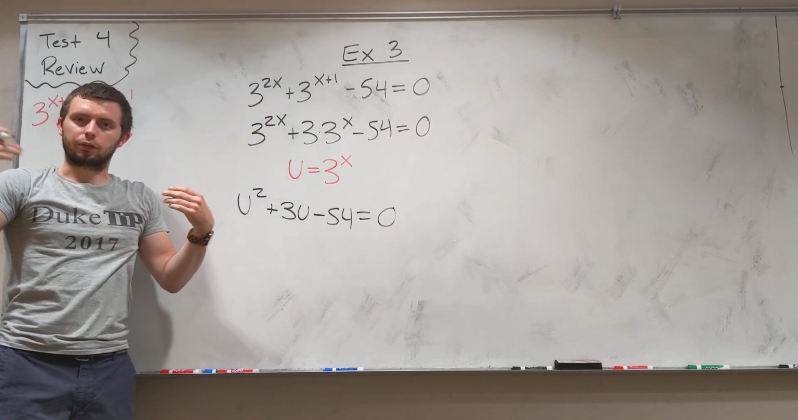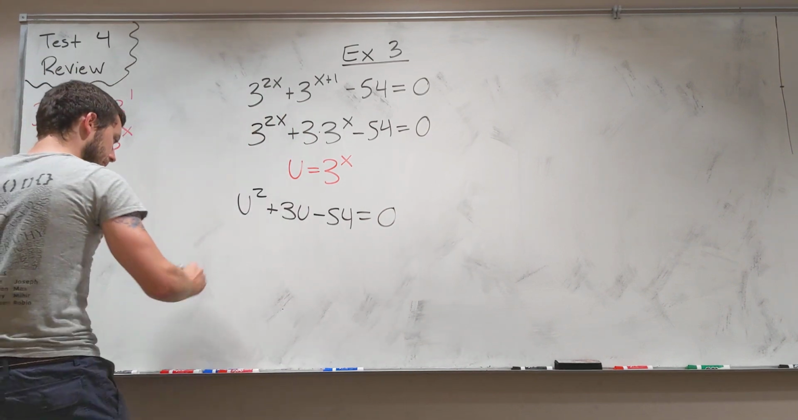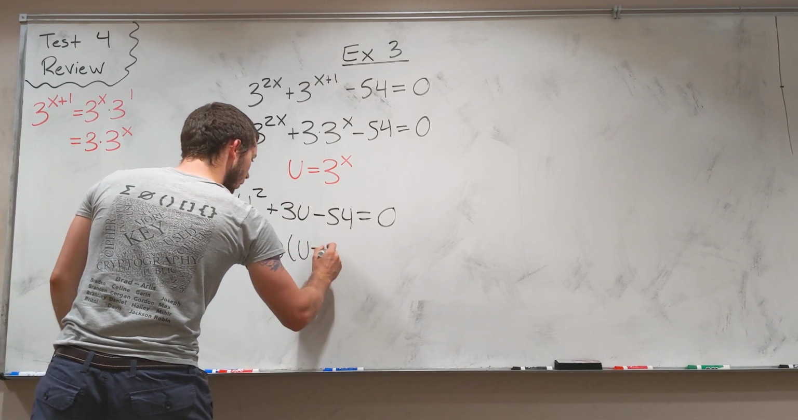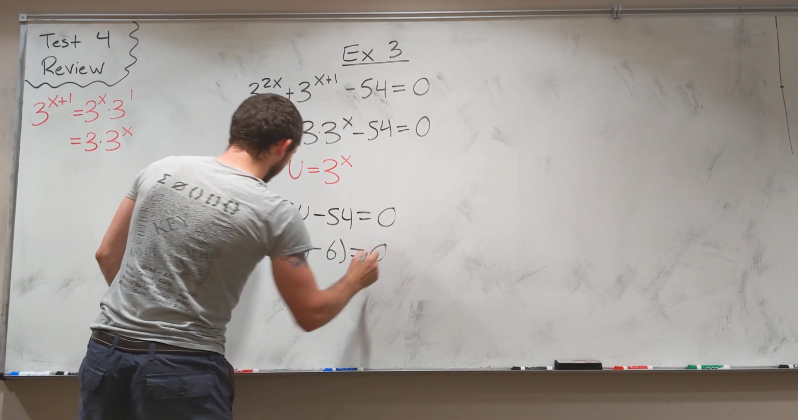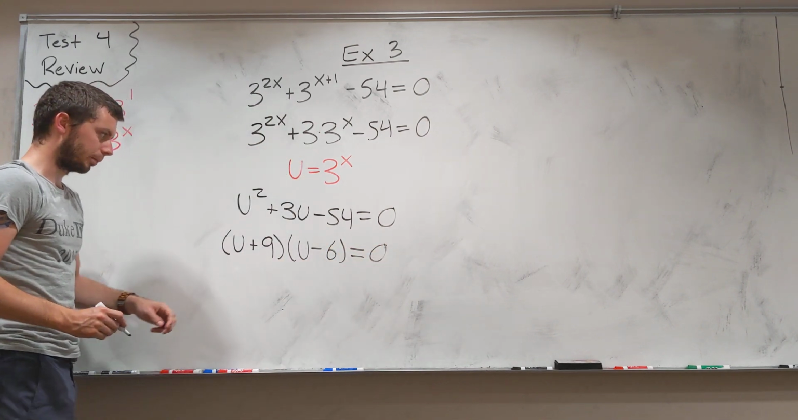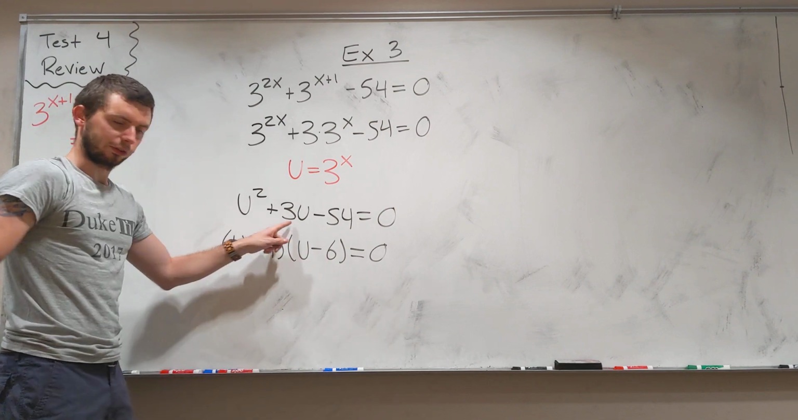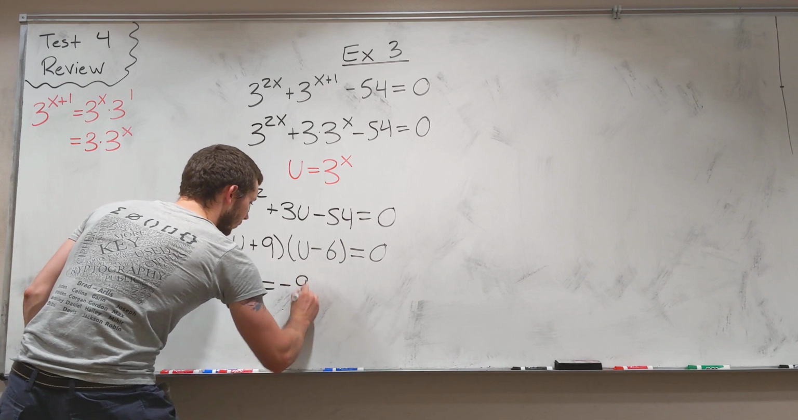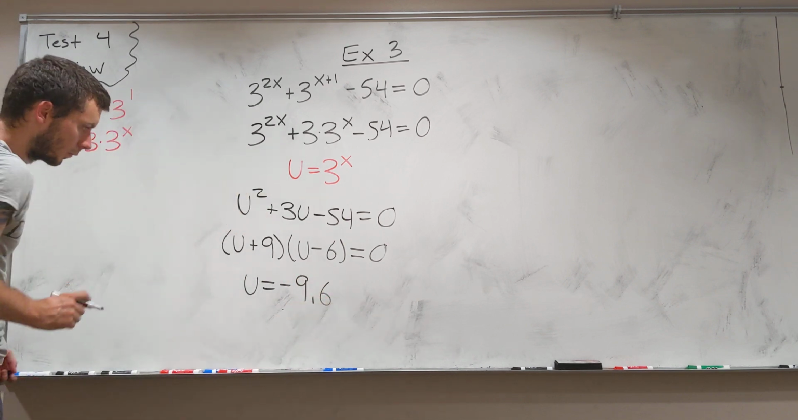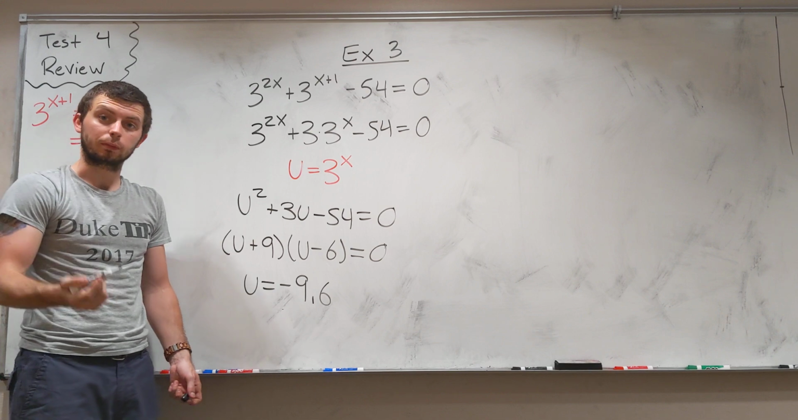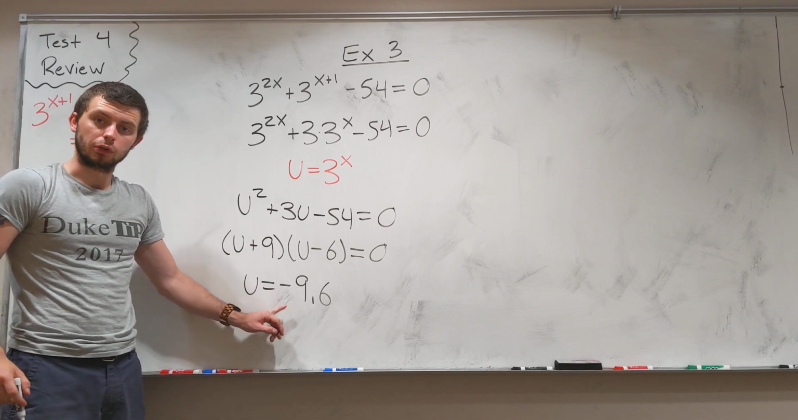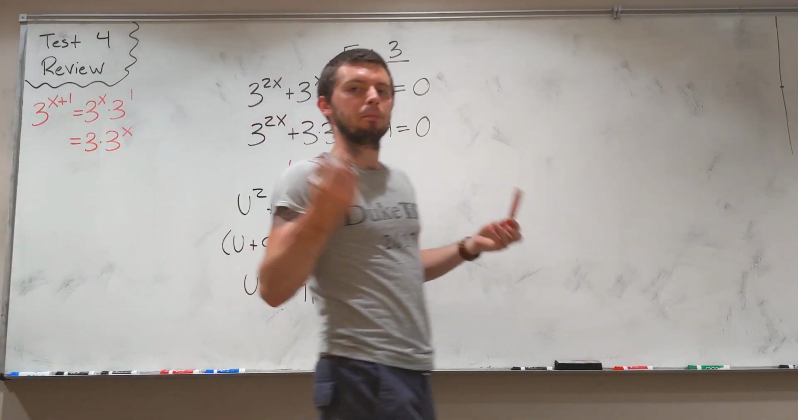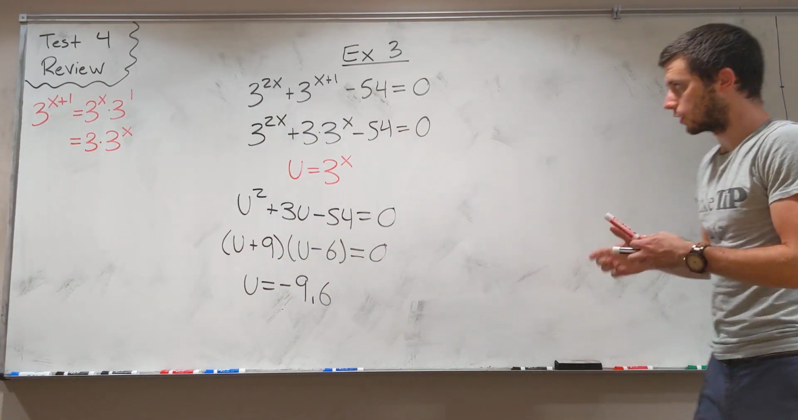And from here, we treat it as if it were just a standard quadratic equation. So here it seems like it would factor as plus 9 and minus 6, which makes sense because their sum would give us 3, their product is negative 54. So we get 2 u values, negative 9 and positive 6. But remember, anytime we use a u substitution, the u values are not good enough. We do need to plug them back into our substitution.